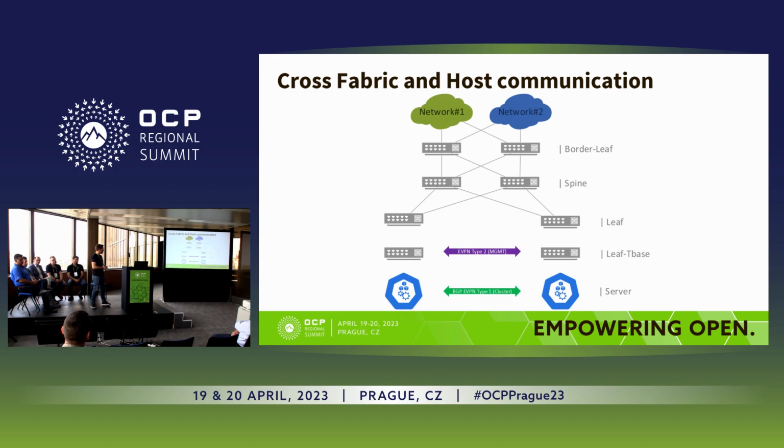And from the slide before, you can see that we have the BGP EVPN type 5 connection as well between the different worker nodes to exchange the traffic which is coming from, for example, pods to each other worker node.